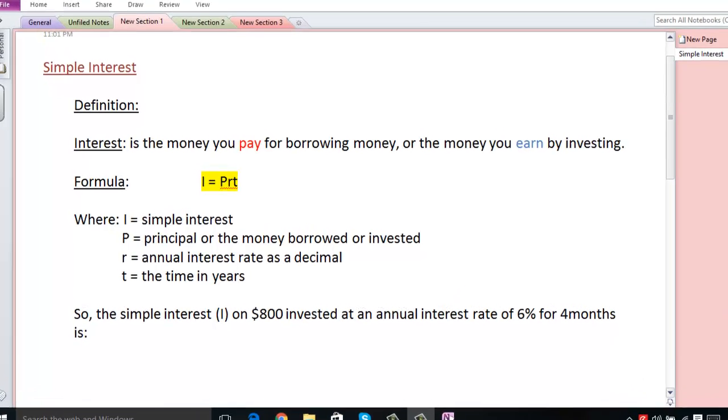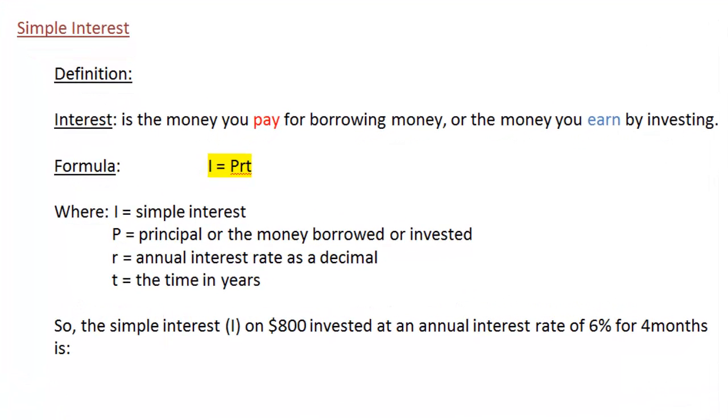Unit 2, Lesson 7, Simple Interest. We need to understand first what the meaning of interest is. Interest is the money you pay for borrowing money or the money you can earn by investing.